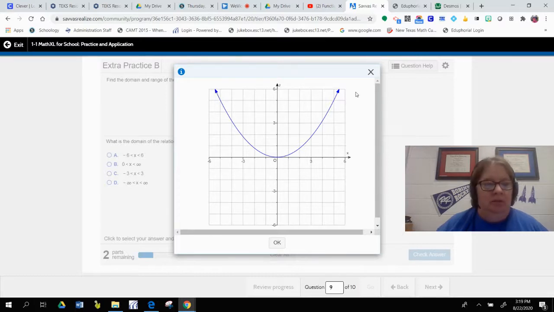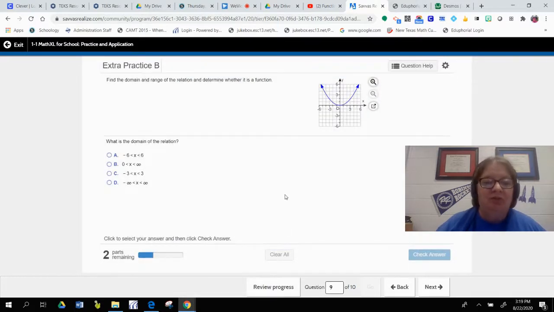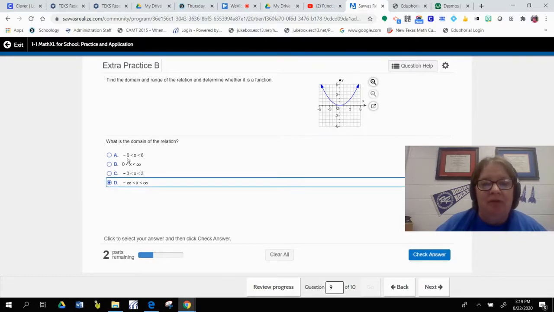Okay. Got 2 parts remaining. Continue. What is the range? The range describes the y values. So let's pop this graph out again. What's the lowest y value? 0. There are no y values down here, right? The lowest y is 0.